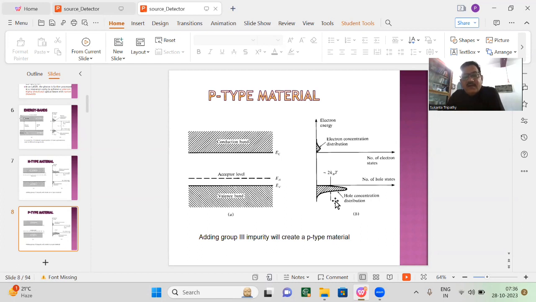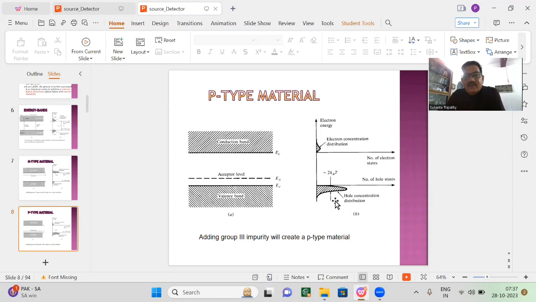Now, similarly, if you add a trivalent impurity, instead of forming an electron, there will be extra holes formed, and therefore you will find a large number of holes in addition to the electrons and holes which are there in an intrinsic semiconductor. So hole concentration is much more than the electron concentration in the conduction band. And therefore, the conductivity is dominated by these positive charge carriers, which are known as holes, and therefore this is called a P type of material.